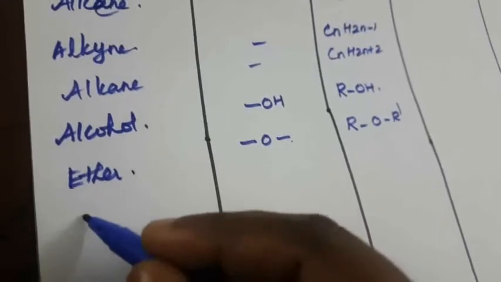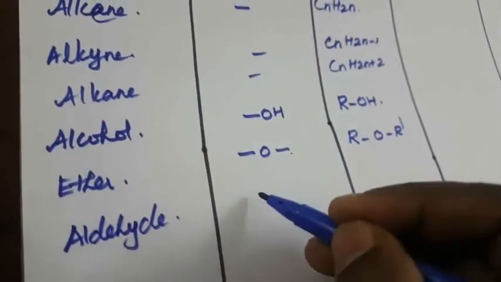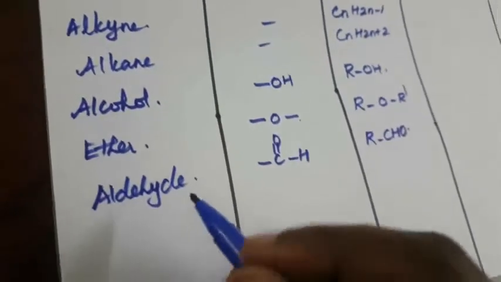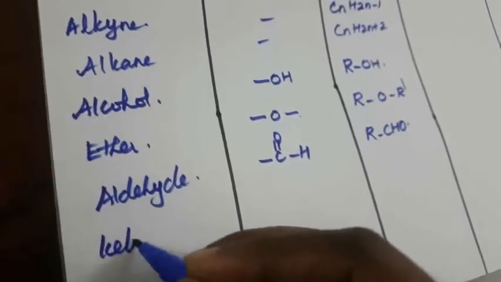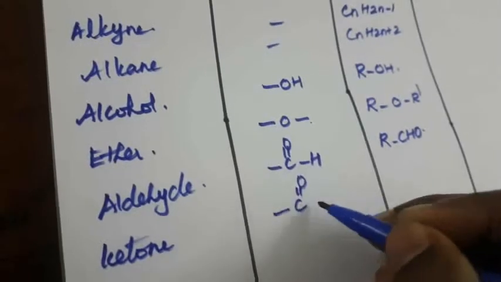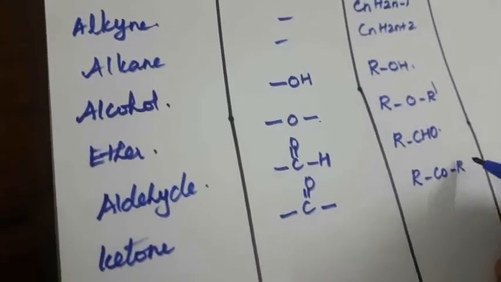Next one is aldehyde. What is the aldehyde functional group? CHO, that is C double bond O, then H. How to represent that? R-CHO. Then ketone. What is the ketone functional group? C double bond O. That is R-CO-R dash.